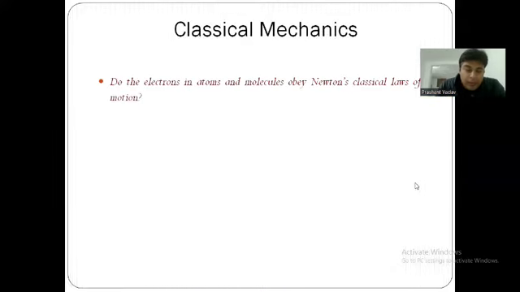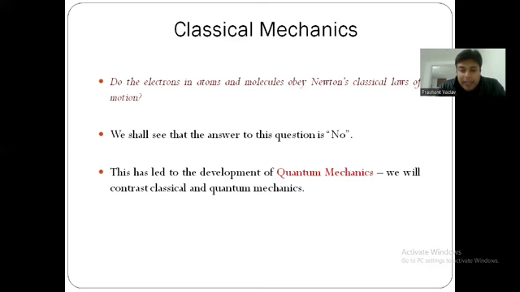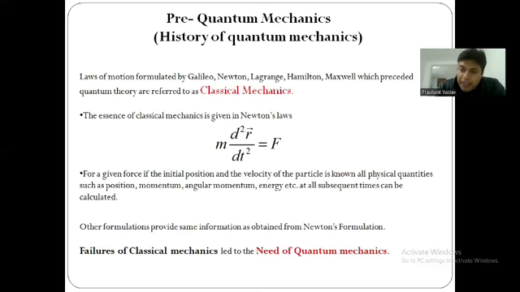So, the first question that comes to our mind: Do the electrons in atoms and molecules obey Newton's classical laws of motion? Frankly, we can say that no. We cannot explain the electrons in atoms and molecules by the simple laws of classical mechanics. This phenomenon led to the development of quantum mechanics.